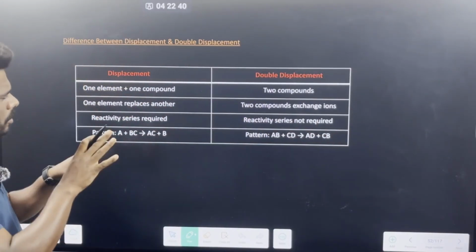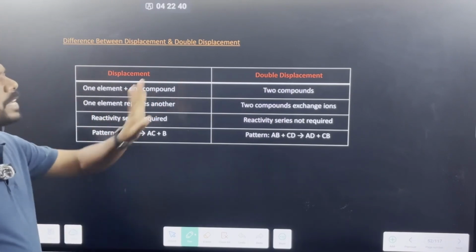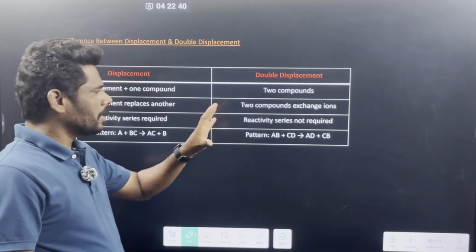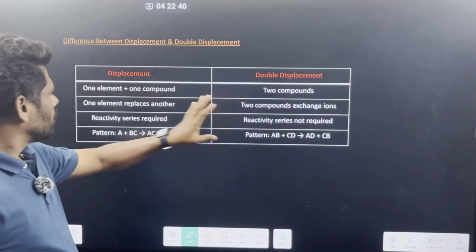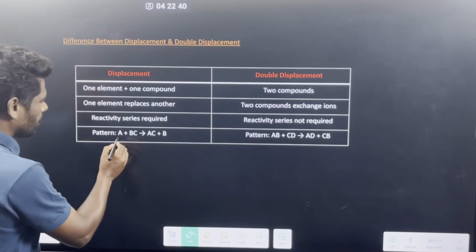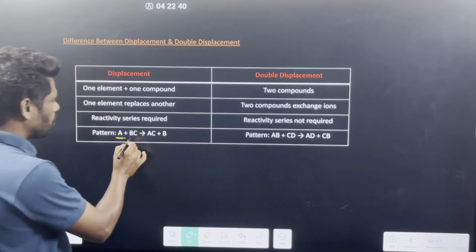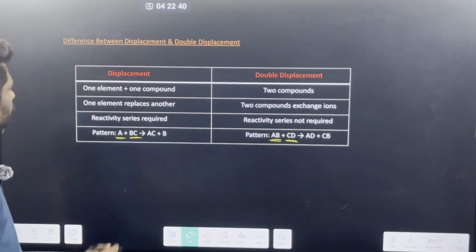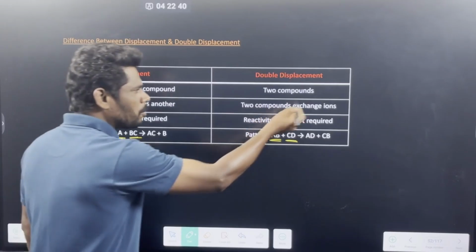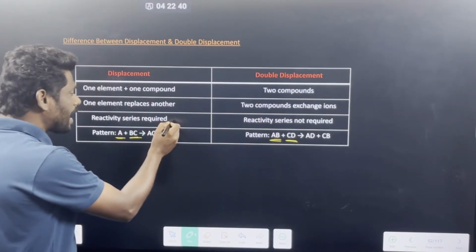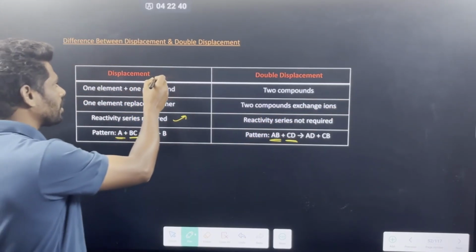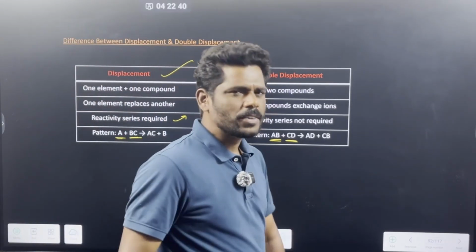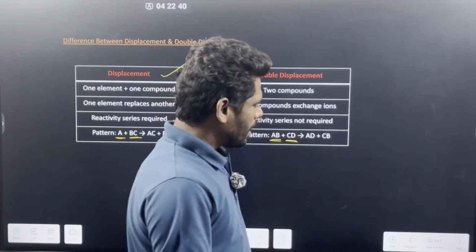Have a simple glance to distinguish between displacement and double displacement reaction, because some students might get confused. Displacement: one element and one compound participate, whereas in double displacement two compounds participate in the reaction. One element replaces another; two compounds exchange ions commonly. We need the reactivity series to know whether the displacement reaction happens or not. We don't need any reactivity series for double displacement because the compounds are exchanging their ions to proceed the reaction.